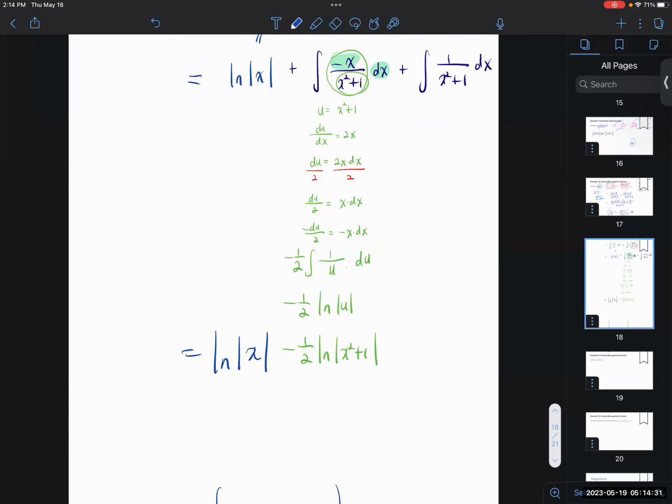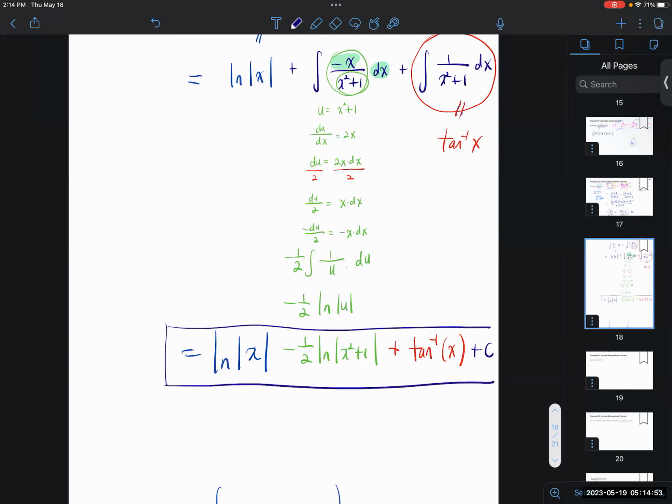And then this one, what do you guys do? Go to the integral table. We learned this one in chapter 3.1 or 3.2. This is the same as inverse tangent of x. So plus inverse tangent of x, and then plus c. Whew, this is a challenging question as well.